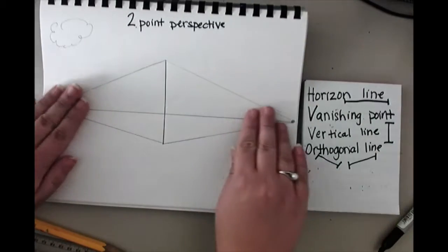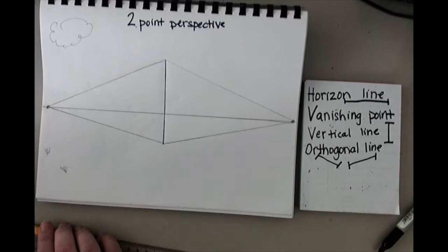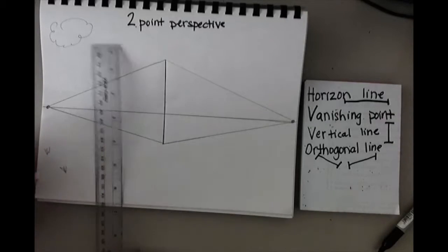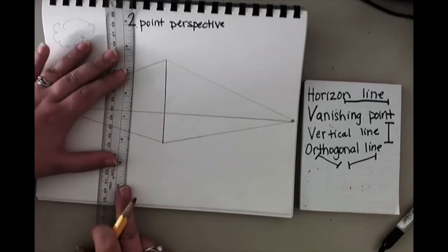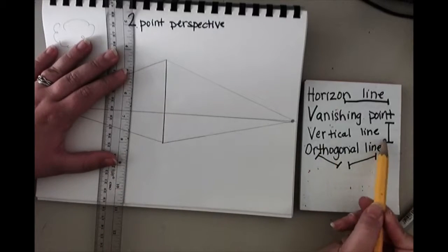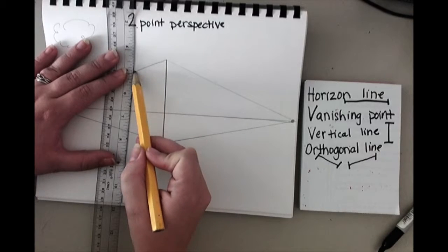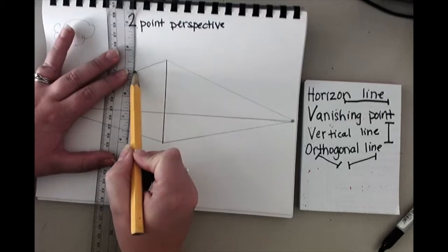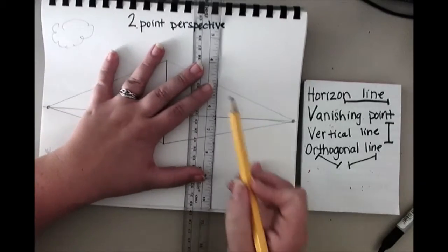This would look like a really long building that disappears on the horizon. But I don't want to make it a really long building. I want to make it some sort of tall skyscraper. So what I'm going to do is draw a perfectly vertical line up and down that starts from wherever my orthogonal line was, goes straight down to the other orthogonal line. And I'm going to do that on both sides.